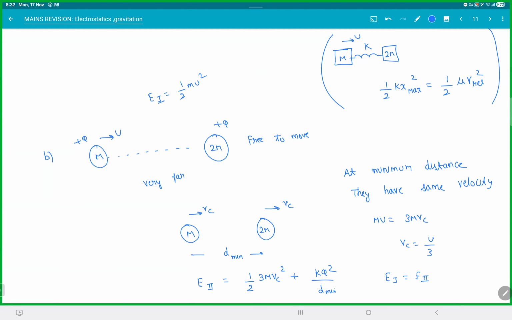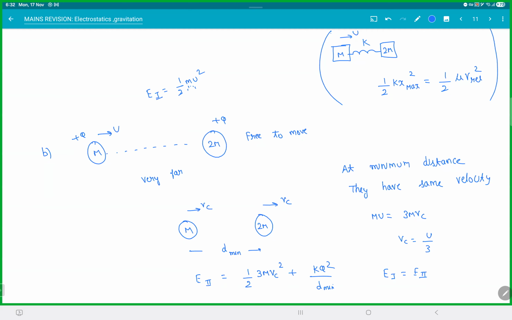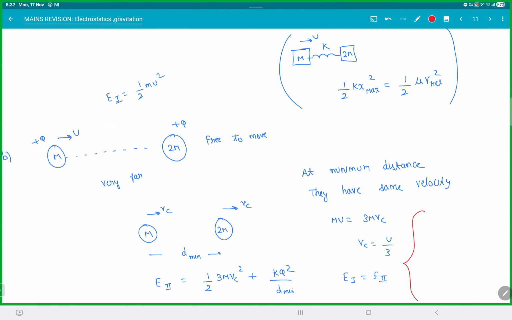Now, if you want to use reduced mass here, same idea. Instead of half k x max square, the potential energy will be k q square by d minimum. That is acting like a spring there. That must be equal to half mu v relative square. You get the same answer. If you can remember that in the exam, great. But always know how to do it, even if it takes a little more time. There you can conserve momentum and energy in this thing. Both will work. All clear with this?